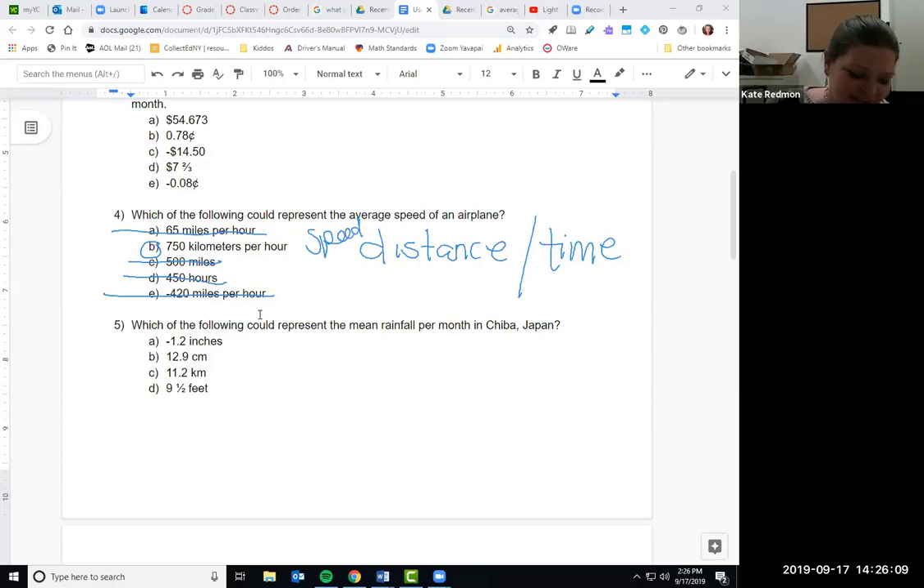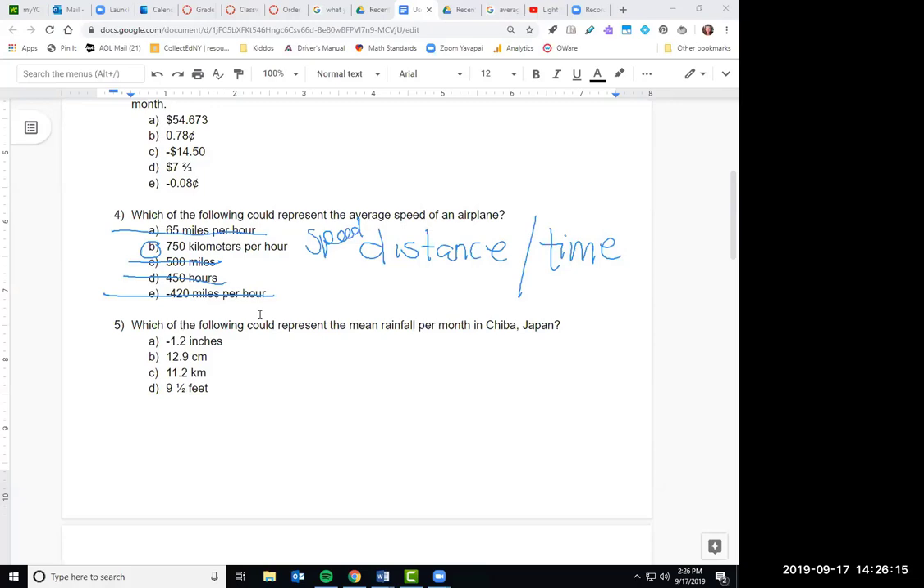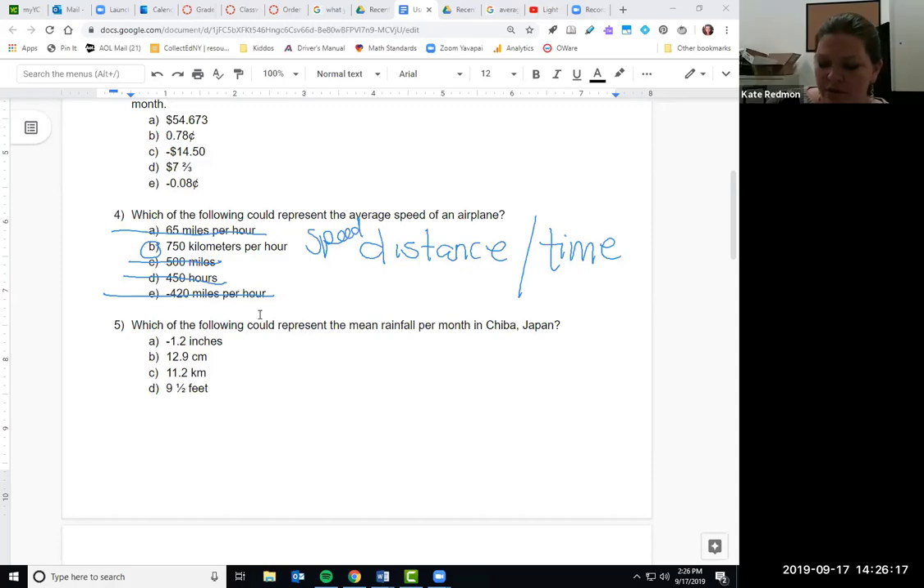Okay, wonderful. So let's examine number 5. And thank you guys. I know that you guys already have some serious word problem skills. So thank you for being willing to kind of go slow with this through me as we develop these common sense muscles. Okay, so number 5 says, which of the following could represent the mean rainfall per month in Chiba, Japan?